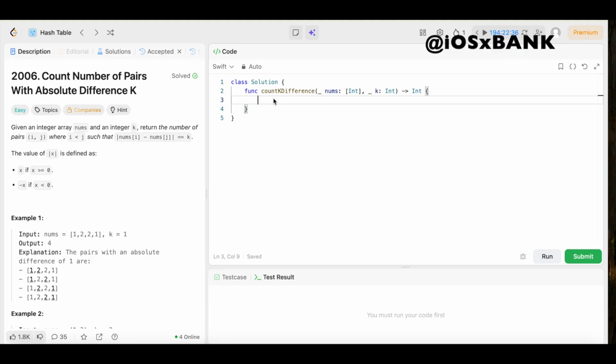And today we have question number 2006, Count Number of Pairs with Absolute Difference K. The difficulty level is easy, so don't worry because you already know we're going to keep the solution as simple and easy to understand as possible.